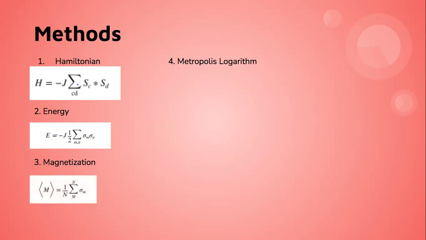For magnetization, this equation will be used. Pretty much the M is the net magnetization per volume, and the N in the equation is the total number of spins.